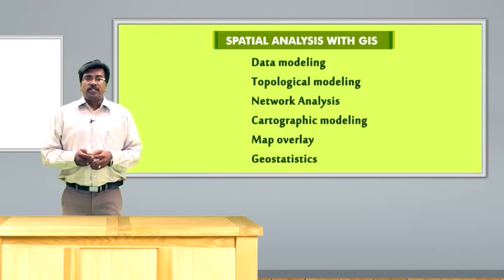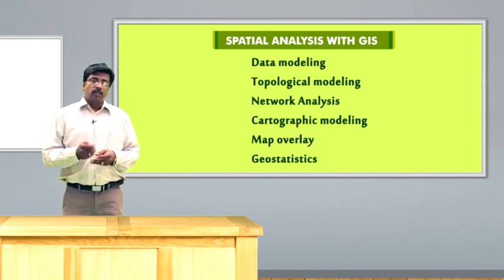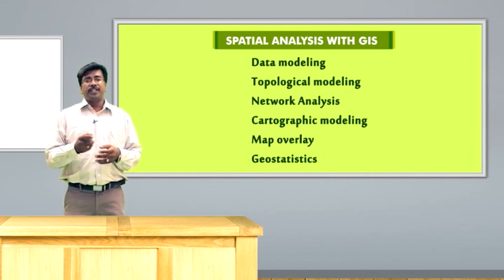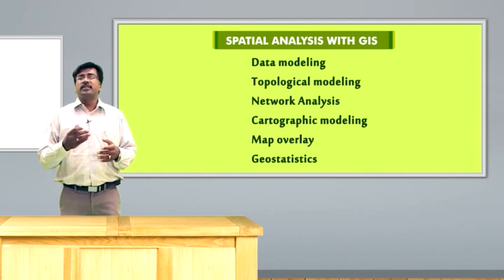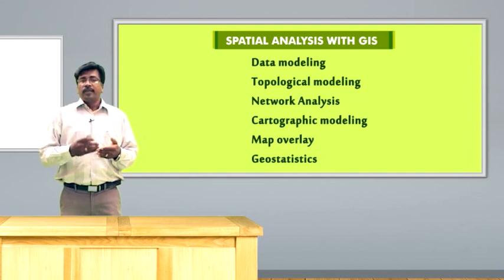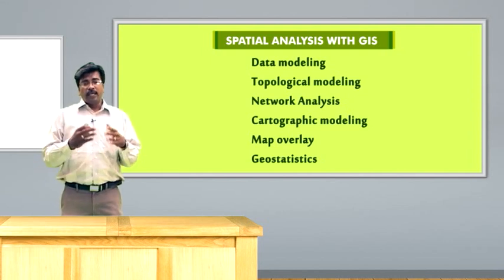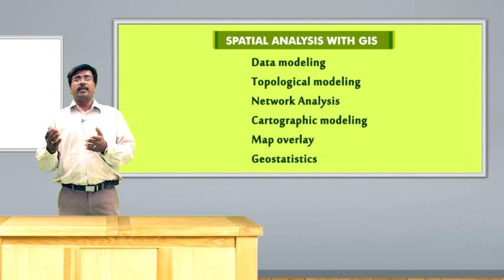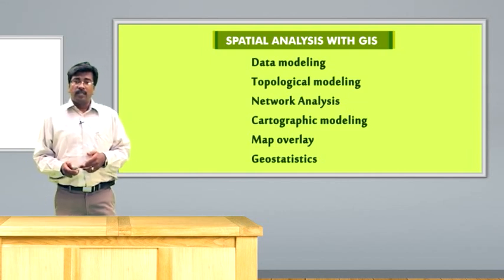So let us see the spatial analysis that can be done with GIS. The first thing is data modeling. For example, we will take a watershed delineation from a DEM. DEM is nothing but the digital elevation model. From the digital elevation model you can calculate the slope, you can make contours, you can make reliefs from that, and using all these things, using a buffer analysis, you can delineate a watershed from the data. So this is how data modeling works with spatial analysis.